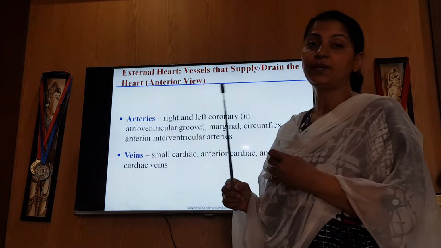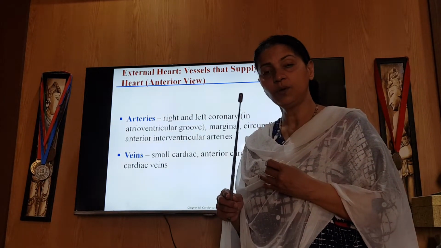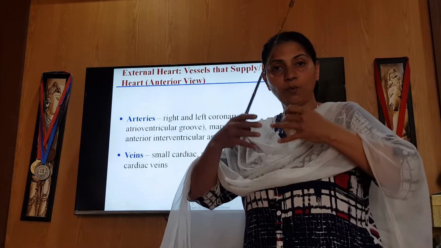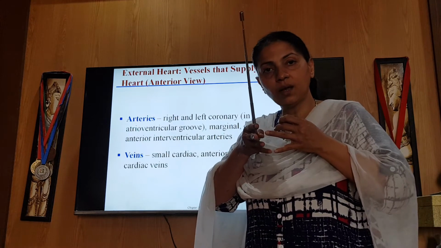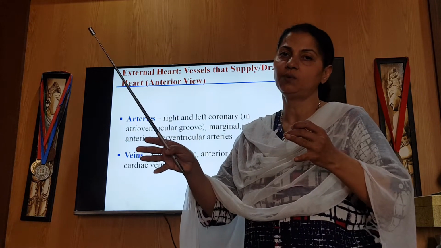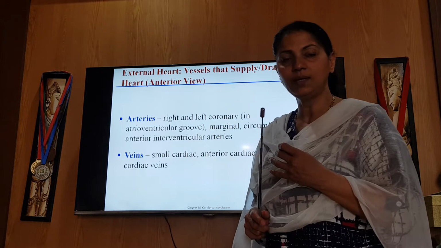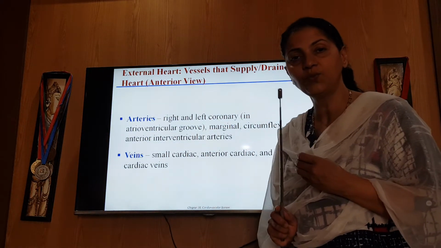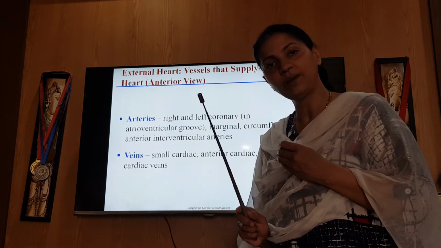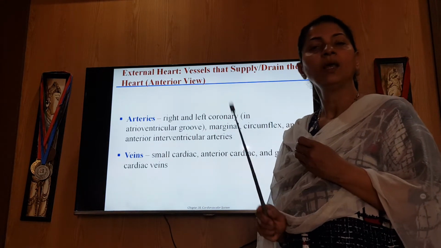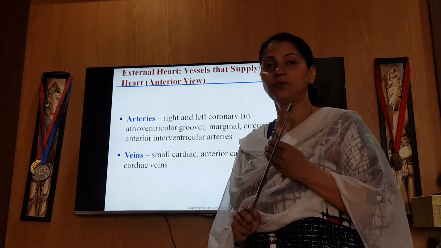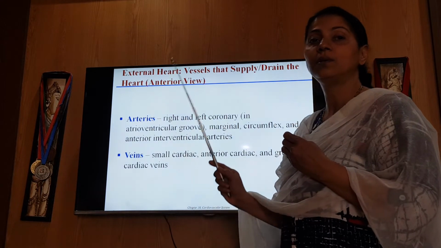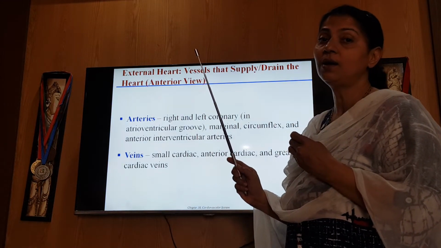Now, as I told you, in the anterior view we will find the large blood vessels which are bringing blood from the body to the heart and which are taking away the blood from the heart to the body. But we will also see the blood vessels which are supplying the heart. The arteries which are supplying it, we call them coronary arteries and their branches. We will find the tributaries of veins which are going to drain out the venous supply of the heart.